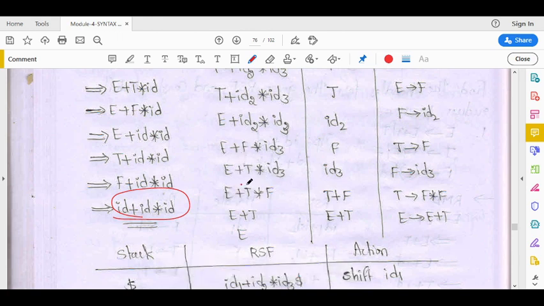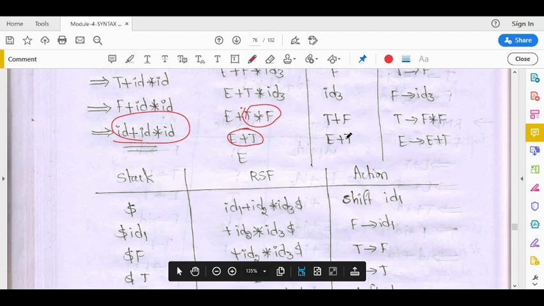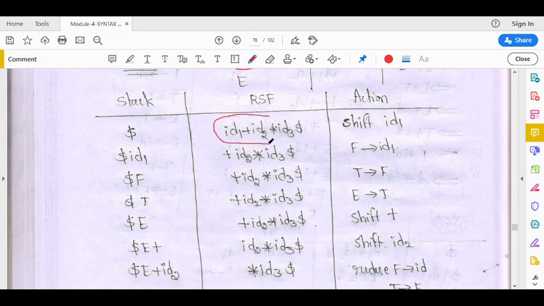So T star F will be reduced to T, and E plus T will be reduced to E. Similarly, how to run this with the shift reduce. As the rule says, insert your string, and once you insert your string here, I insert dollar. That means I don't have anything in the stack. So I have ID. What do I do with the ID? Push ID to the stack.